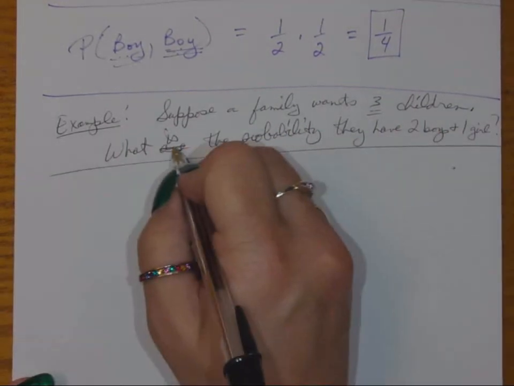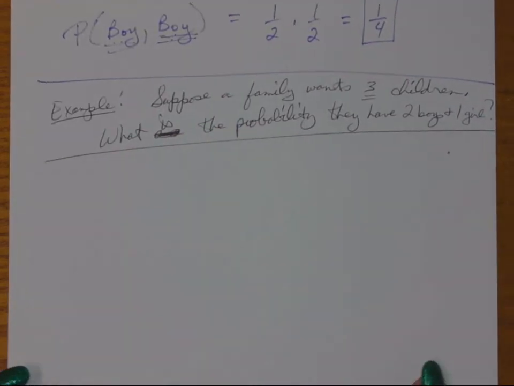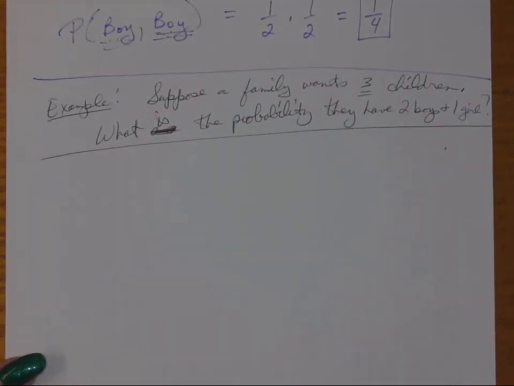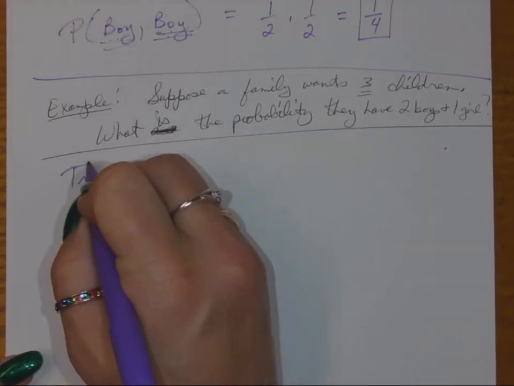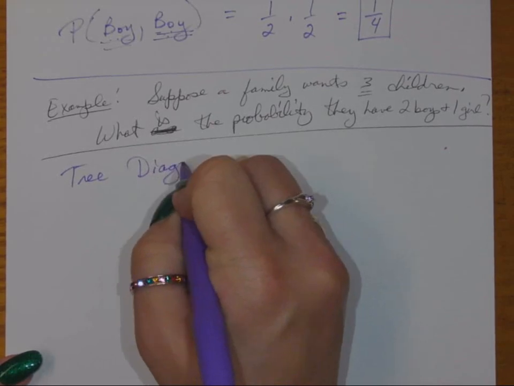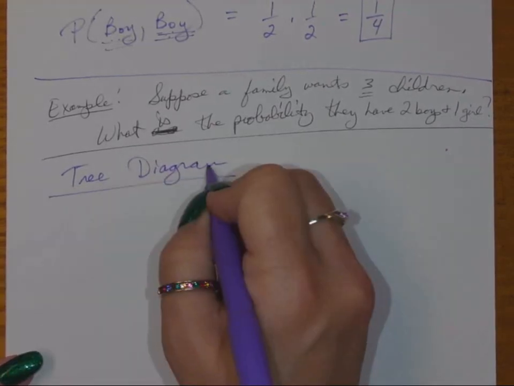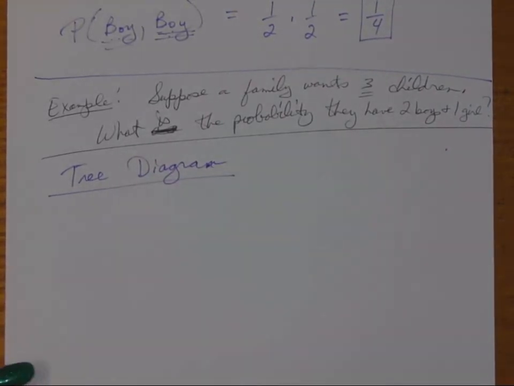What is the probability that they will have 2 boys and 1 girl? All right, so here's what we're going to do. We're going to introduce a concept. It's kind of a concept map, actually, called a tree diagram. And if you've seen it before, please bear with me. If you haven't seen it before, yay. Okay, something new for you to learn.